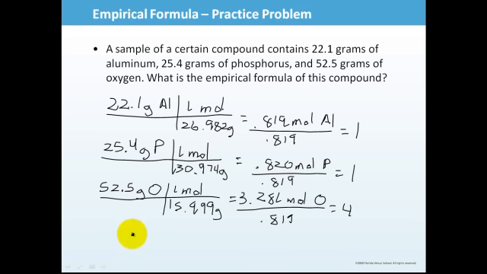So our compound formula would be AlPO4, aluminum phosphate. And that would be our empirical formula. Okay? So those whole numbers that we end up with now become the subscripts in our formula.